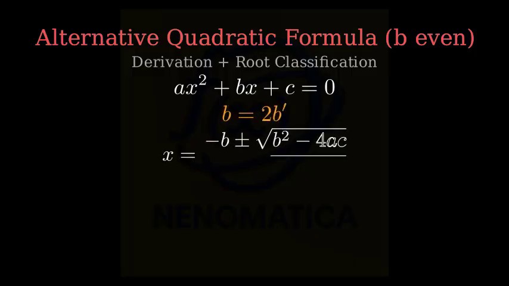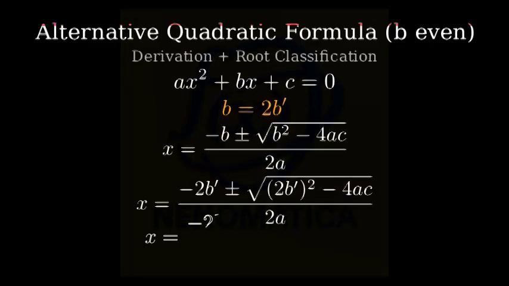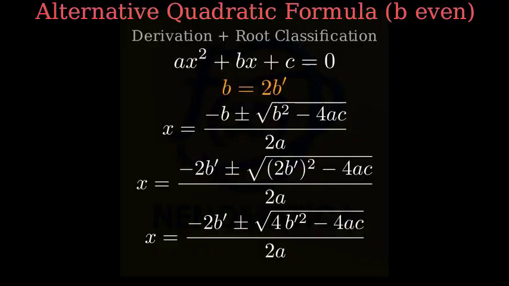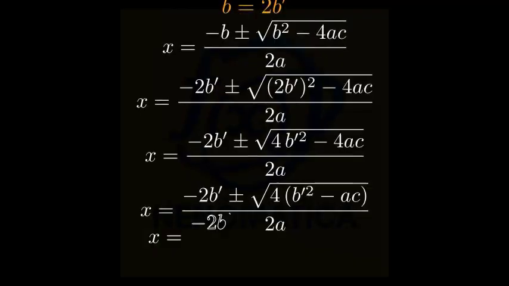Recall the usual quadratic formula: x equals negative b plus or minus the square root of b squared minus 4ac, all over 2a. Now substitute b equals 2b prime. Simplify inside the radical, that is 4b prime squared minus 4ac. Factor out 4, take its square root, and finally cancel a factor of 2 in numerator and denominator.